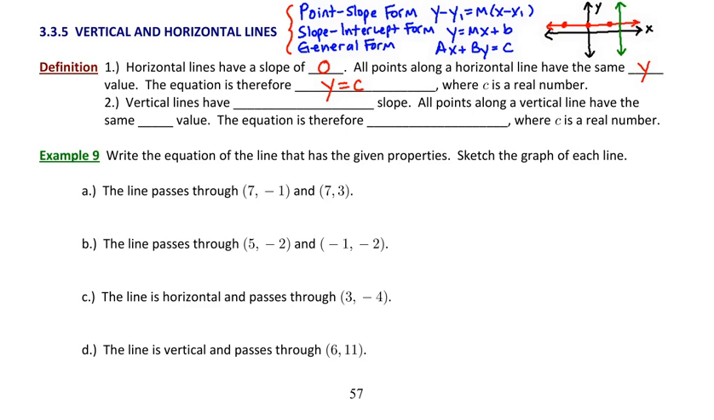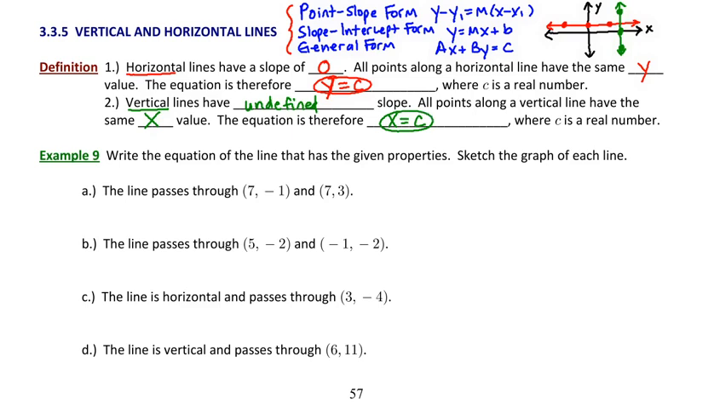Similarly, vertical lines, as we've seen before, have undefined slope. Notice that all of the points along a vertical line, although they have different y values, they all have the same x value. The equation is therefore x equal to a constant. So the equations for both vertical and horizontal lines are easily recognizable because they only have one variable. It'll really be important that you memorize the difference between the two. That is, horizontal lines have the form y equal to c, and vertical lines have the form x equal to a constant.